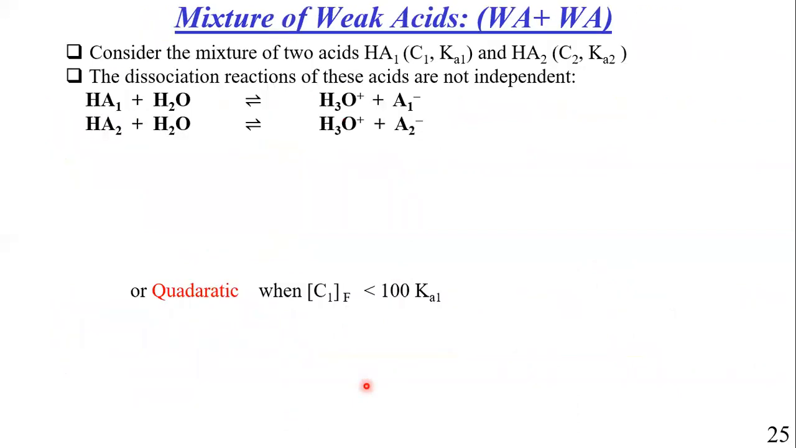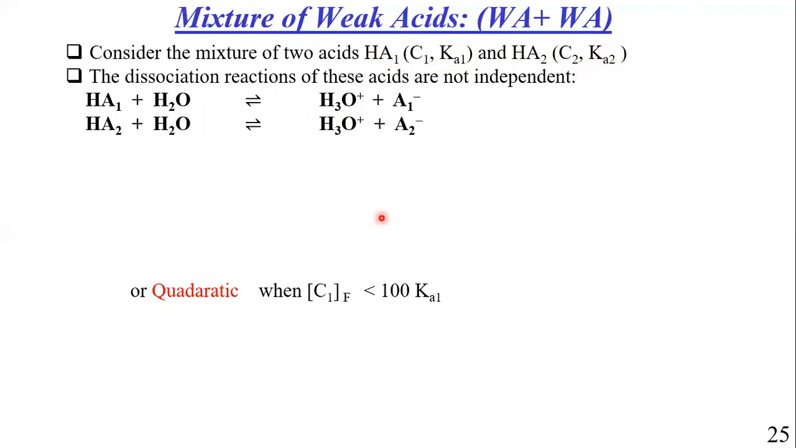A mixture of two weak acids, okay? So we have two weak acids, a weak acid HA1 with a concentration C1 with a Ka value, we call it Ka1. Now, watch out here. I don't mean that this is a diprotic acid or a polyprotic. It just means that we call it Ka1 for simplicity. Okay? HA2, the second acid, has a concentration C2 and a Ka2 value for its Ka.